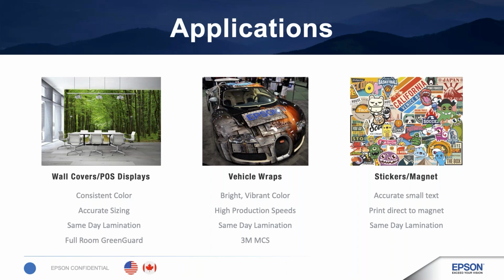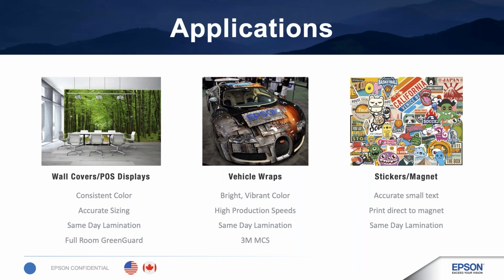Another popular application is vehicle wraps. With the S40 and S60, you're going to be able to have those bright, vibrant colors. You're going to have high production speeds with the S60, and even with the S40, if you're comparing it to competitive models out in the market, it's still going to be the fastest in its class. Again, that same-day lamination, and we do offer the 3M MCS warranties.